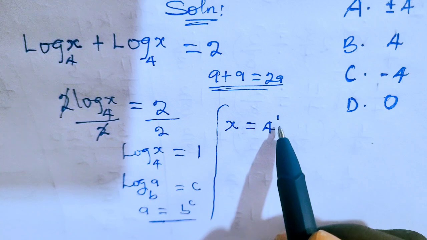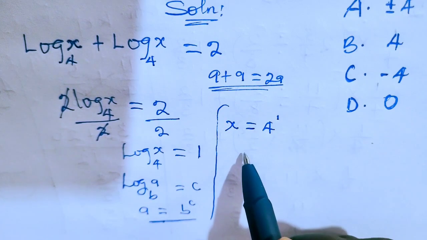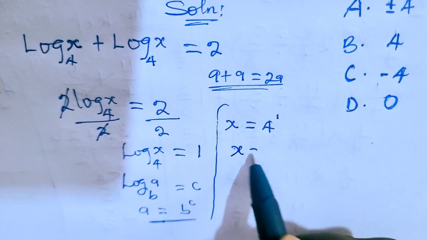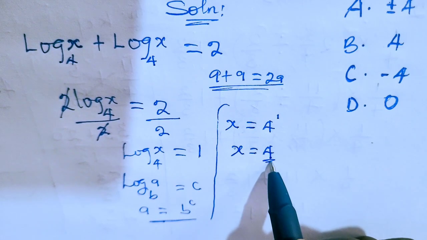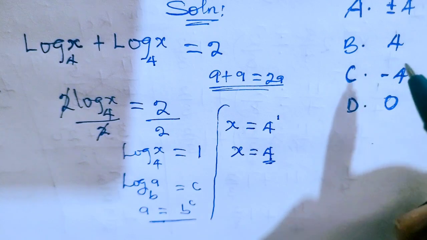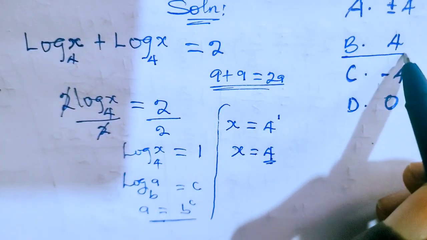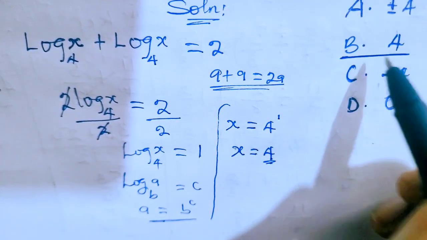Now 4 to the power of 1 will still give us 4. Then as such, x right here equals 4. And this is the value of x. And from the options here, we have B. Therefore, B is the right option here.